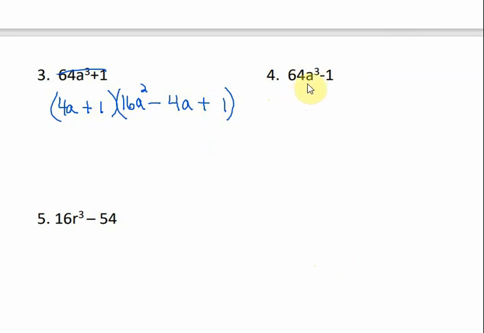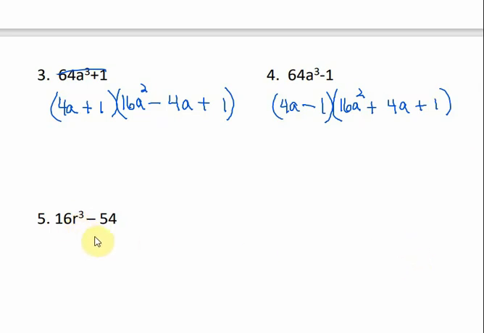Alright, number 4. Let's go through those steps again. Take the cube root of the first term. The cube root of 64a cubed would be 4a. Take the cube root of the last term. The cube root of 1 is 1. This is minus, so my pattern's going to be minus, plus, plus. Alright, take the first term and square it. That gives me 16a squared. Multiply the two together, that gives me 4a. Take the last term and square it, and I get 1. And that's my answer.